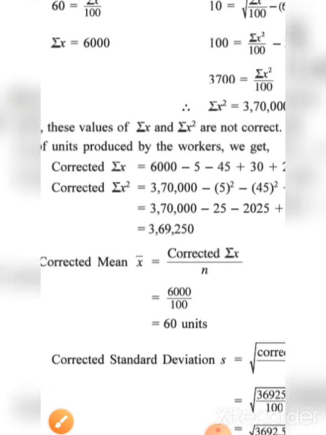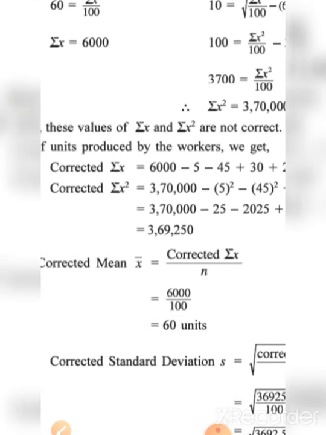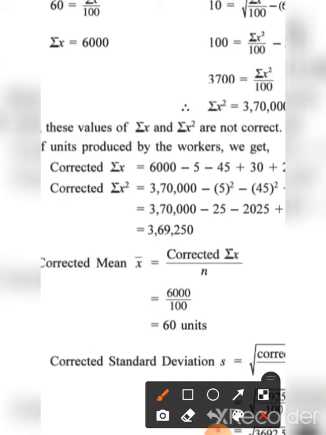Now we can find out the corrected mean. From the above, whatever we have found out, the corrected sigma xi and corrected sigma xi square, we will find out the corrected mean. Your corrected mean is corrected sigma xi upon n. Corrected sigma xi had come up to 6000, divide by 100, so your corrected mean is 60 units.